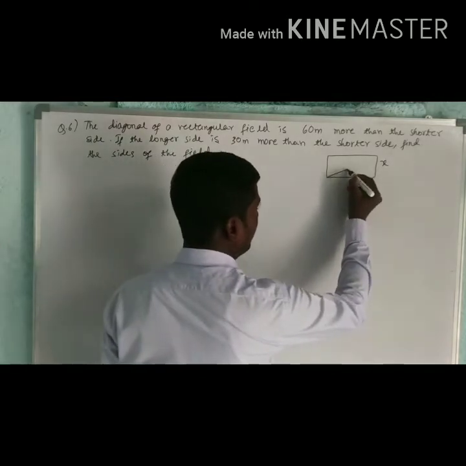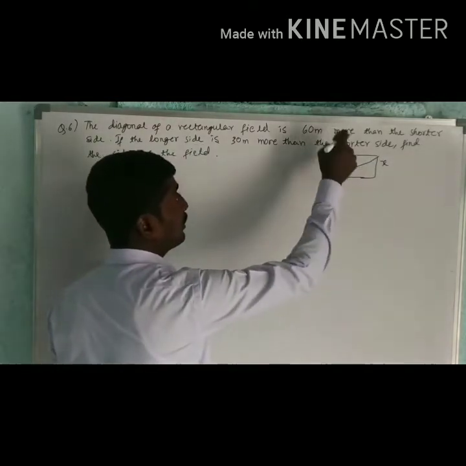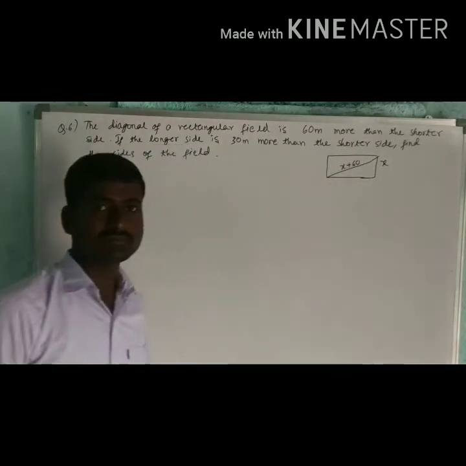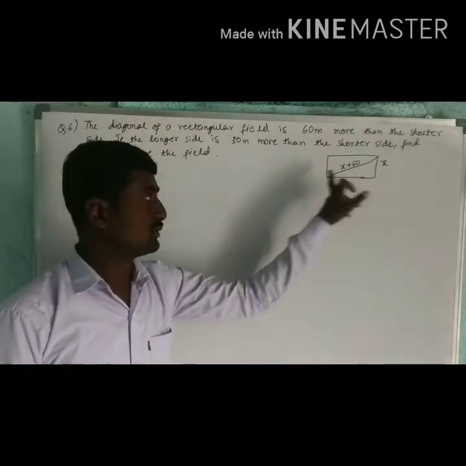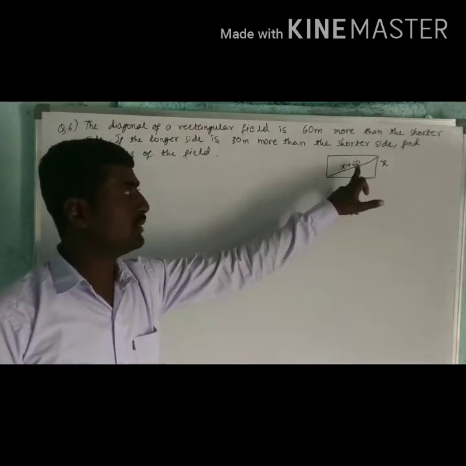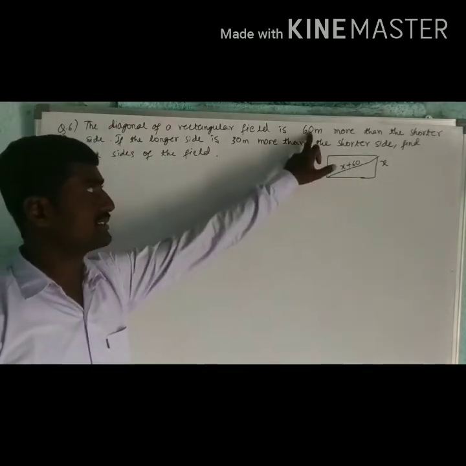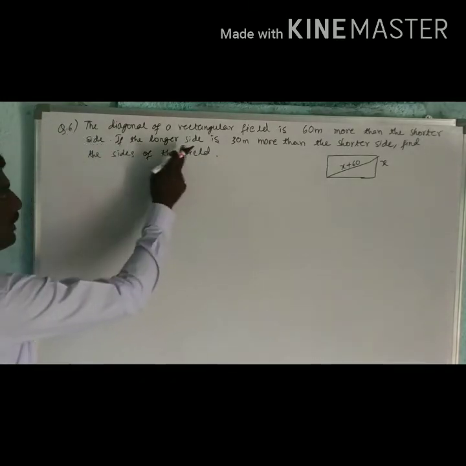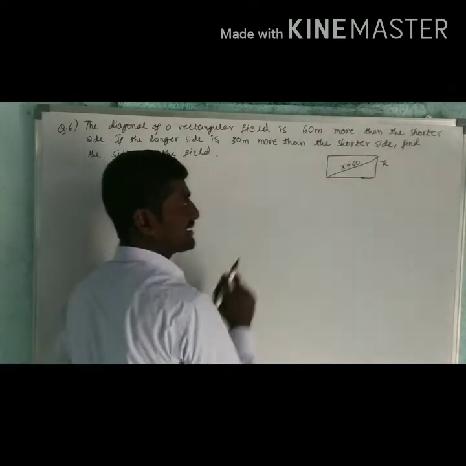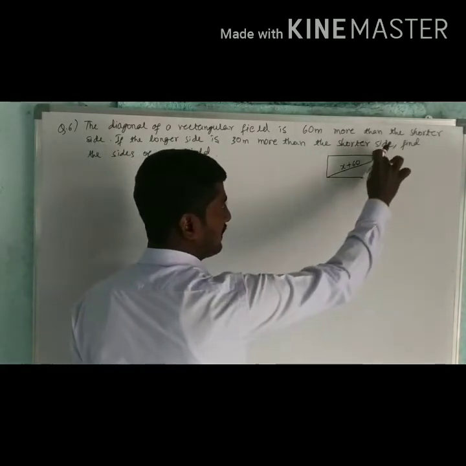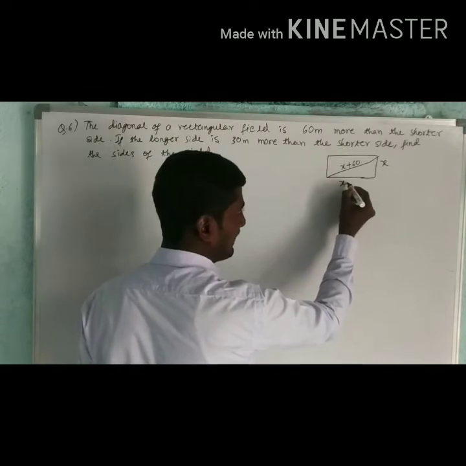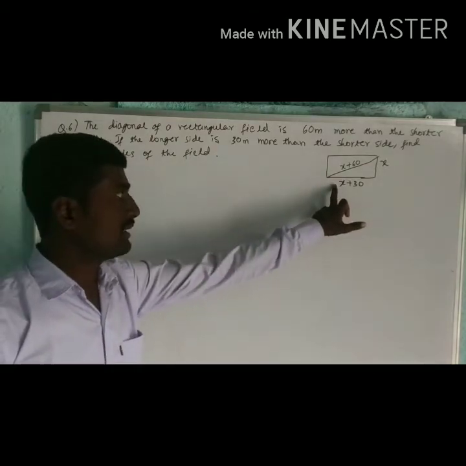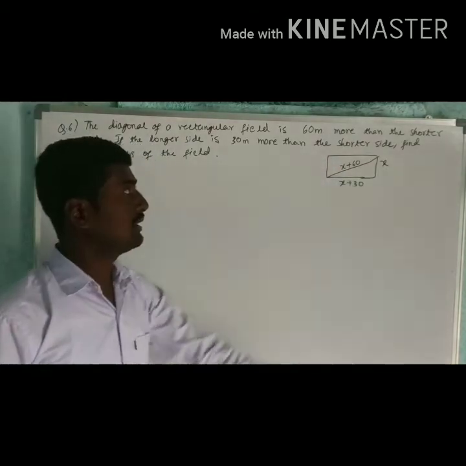Now the diagonal is 60 meter more than the shorter side. It will be x plus 60 meter. So the shorter side is x, then the diagonal of the rectangular field will be x plus 60 meter, because they said 60 meter more than the shorter side. Then another condition is also given. If the longer side is 30 meter more than the shorter side, it will be x plus 30 meter. So this is the longer side, 30 meter longer than the shorter.